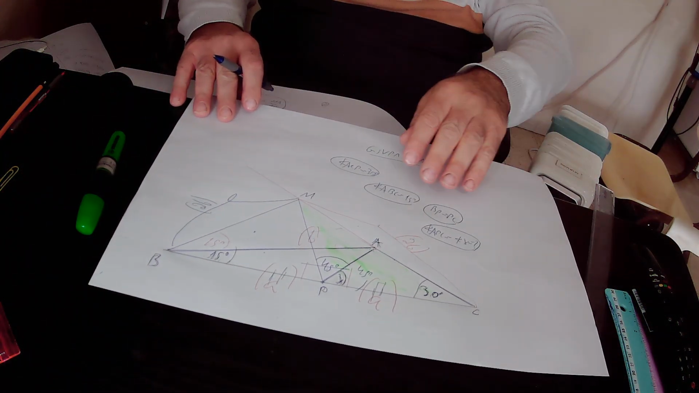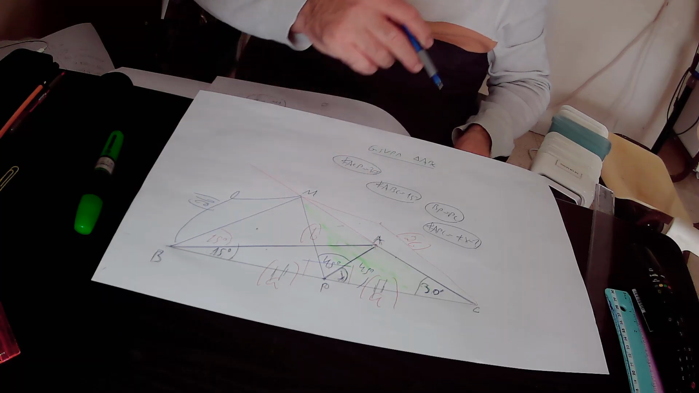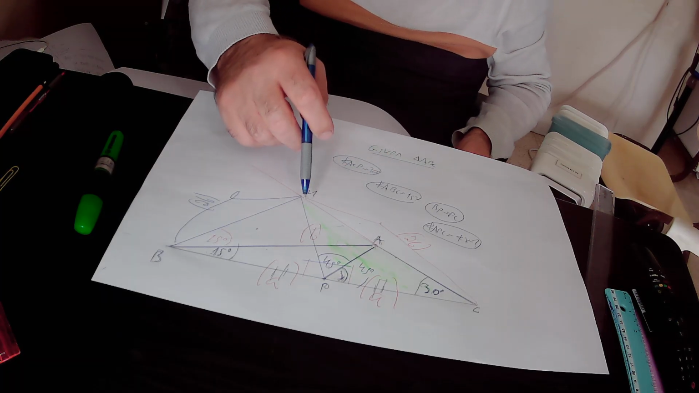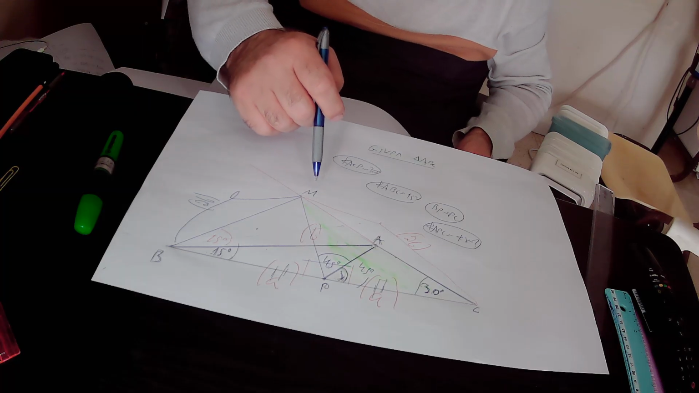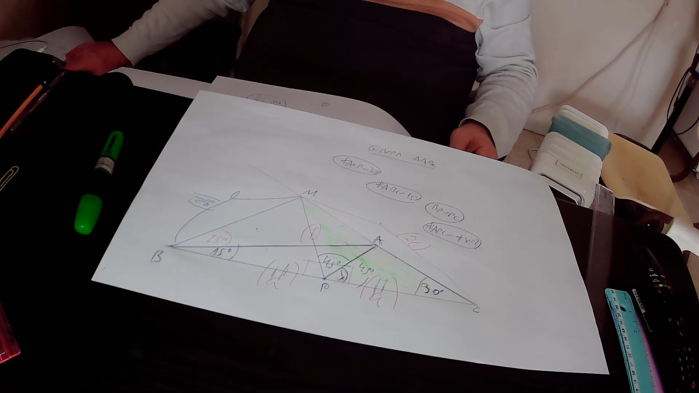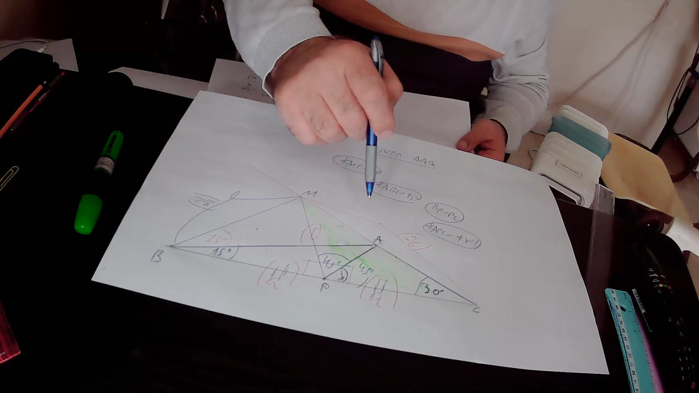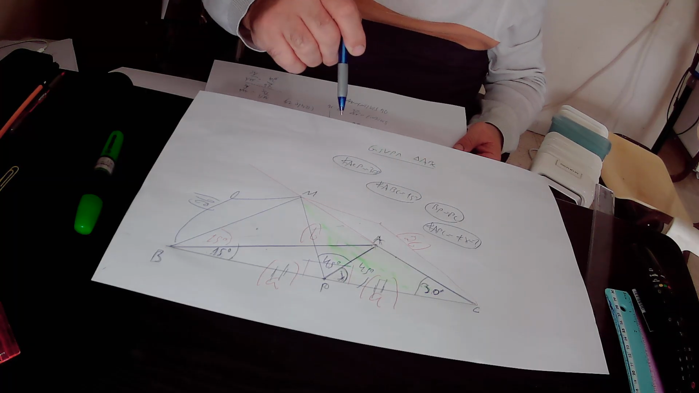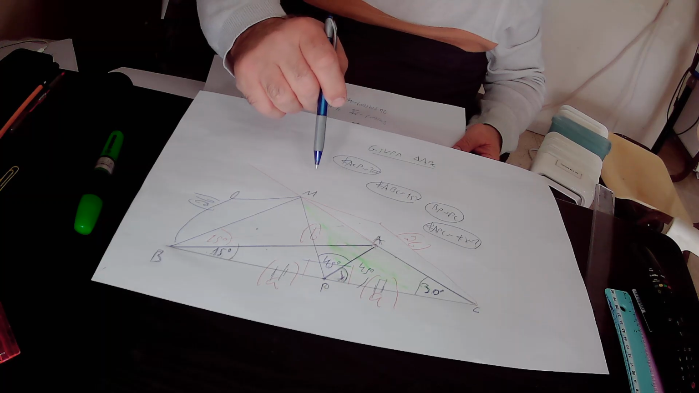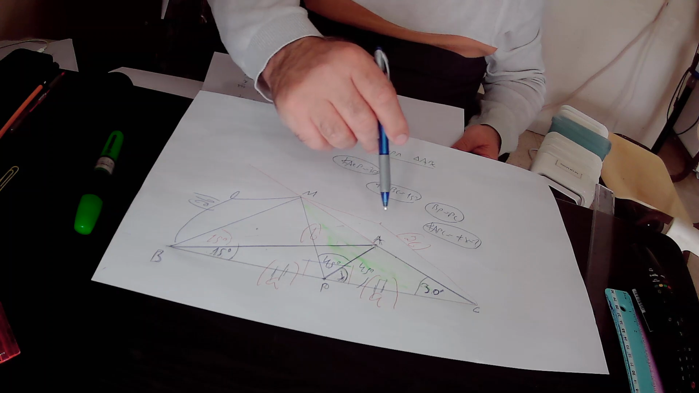So we can implement rule 21 in the green triangle MPC. We found that the sides of the green triangle MPC are proportional. That is to say, B over A equals MA over AC.